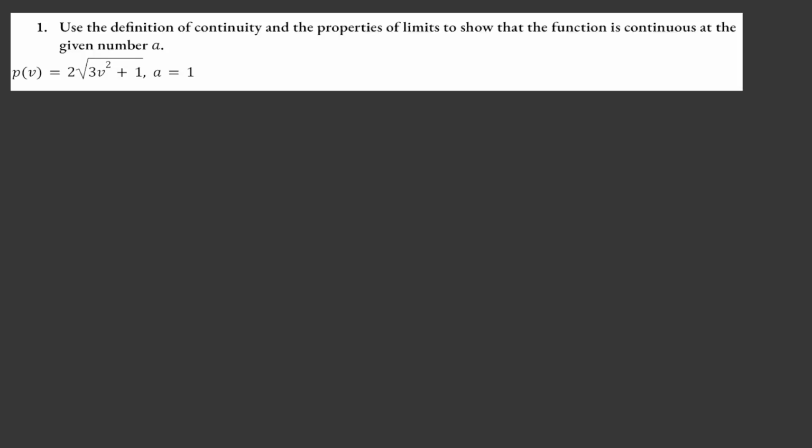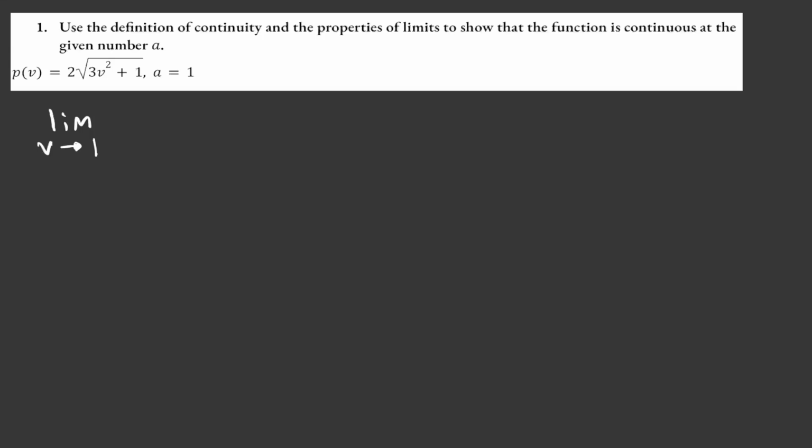In the following problem, we're asked to use the definition of continuity and the properties of limits to show that the function is continuous at the given number a. We're given the function p(v) = 2 times the square root of 3v squared plus 1, and the number they want us to check is a = 1. Notice that my function is in terms of v. So whenever I write my limit, it's going to be the limit as v approaches a, here specifically 1.